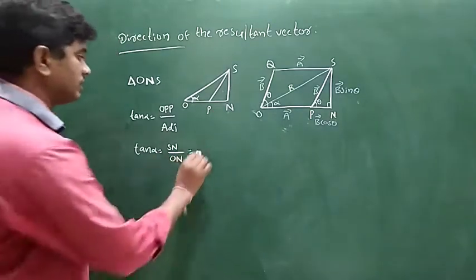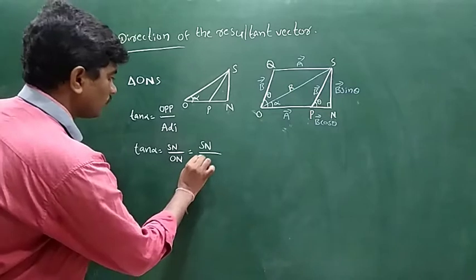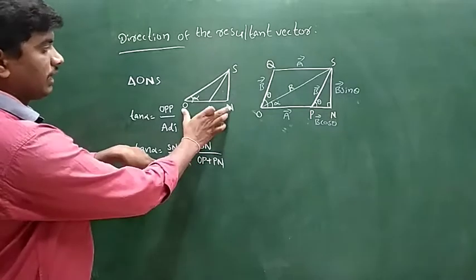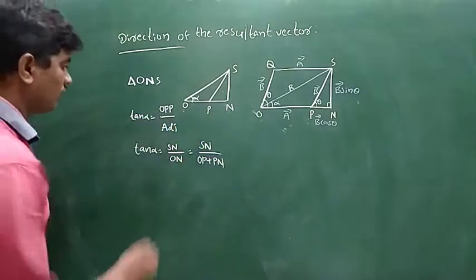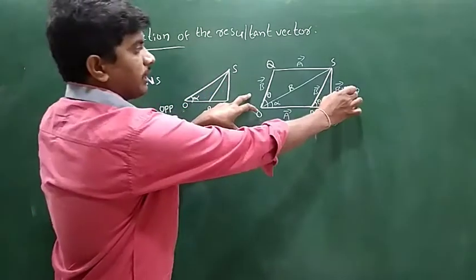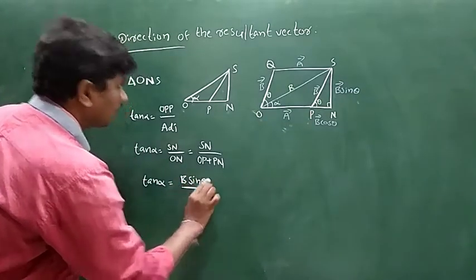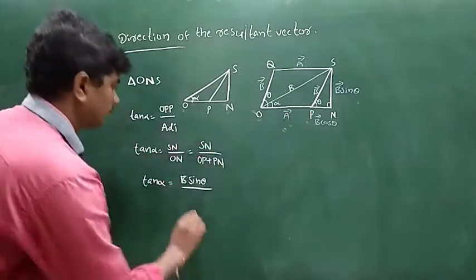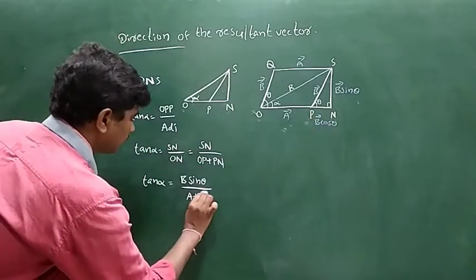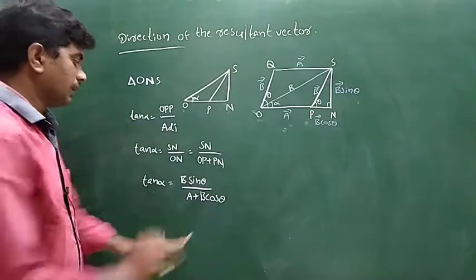ON is equal to OP plus PN. Therefore, tan alpha is equal to SN by ON. SN is equal to B bar sin theta, OP is equal to A bar, and PN is equal to B cos theta. So tan alpha is equal to B sin theta by A plus B cos theta.